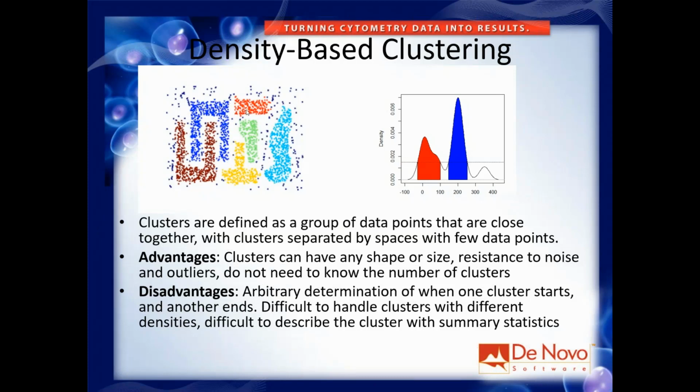They're generally slower, much slower than model-based clustering, and also they're difficult to describe. You can't just give a single statistic like a mean or a variance of any one of these clusters because they're all weirdo shapes.